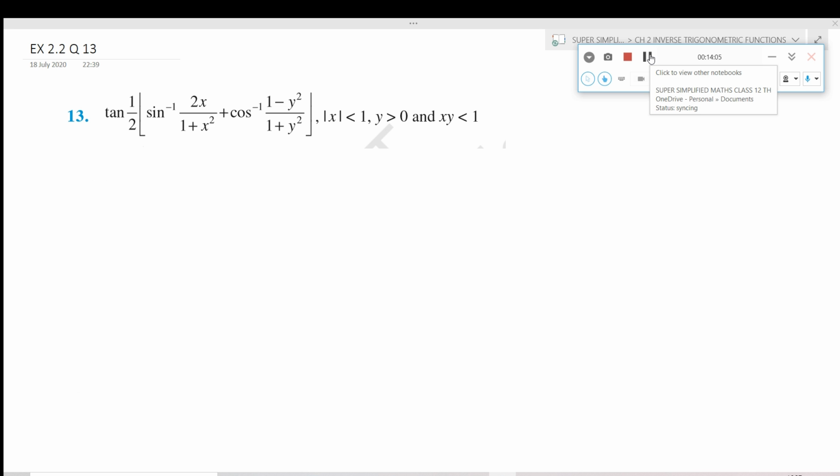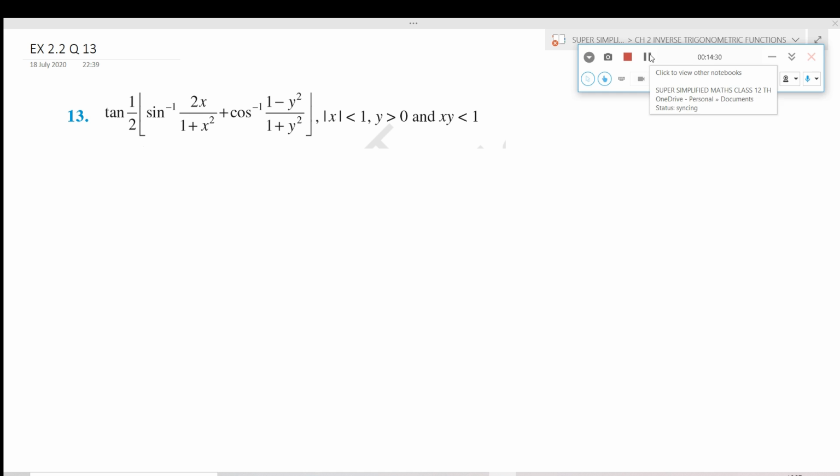Now we move to question number 13. In question number 13, you have to find the value of the given expression tan of 1 by 2 sine inverse 2x upon 1 plus x square plus cos inverse 1 minus y square upon 1 plus y square, where mod x is less than 1, y is greater than 0, and xy is less than 1.